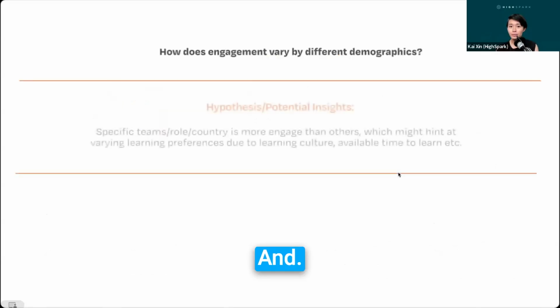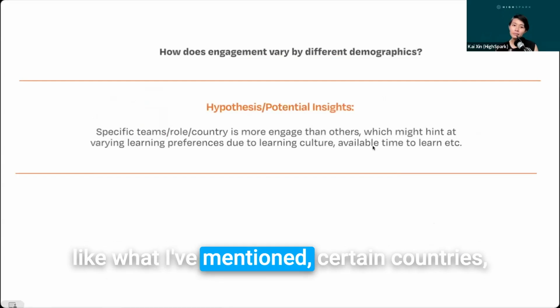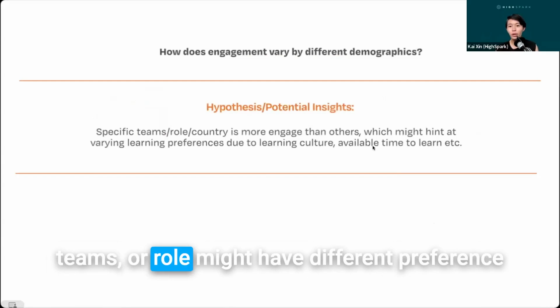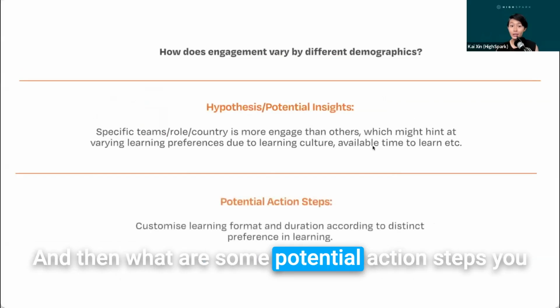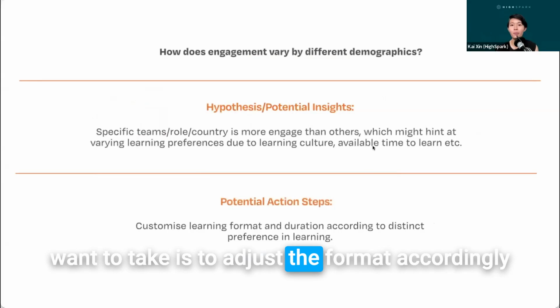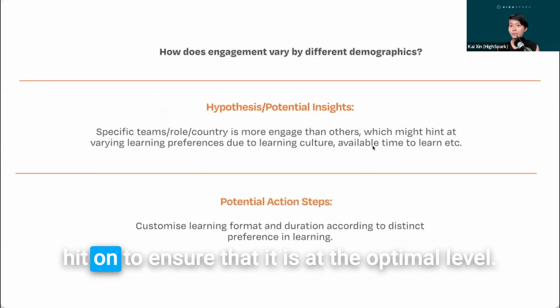And hypotheses or potential insights could be like what I've mentioned. Certain countries, teams, or roles might have different preferences due to learning culture as well as availability. And then what are some potential action steps you want to take? It is to adjust the format accordingly so that you can tackle the completion rate head on to ensure that it is at the optimal level.